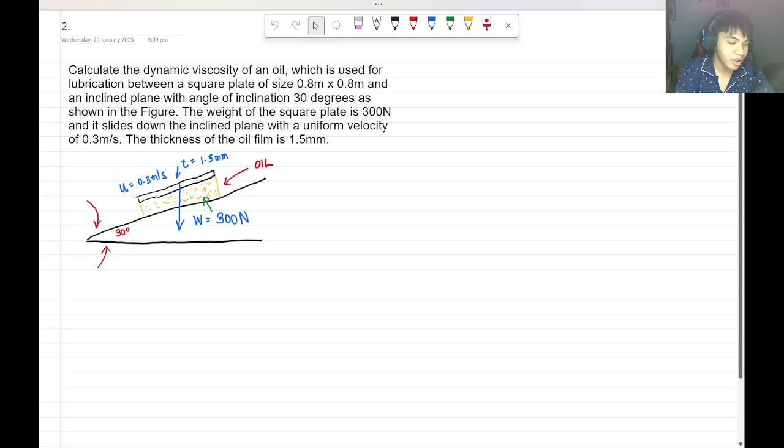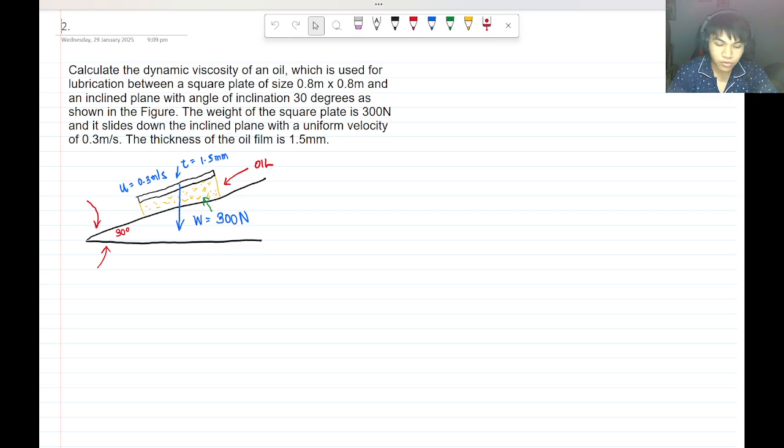Okay, so we have to calculate the dynamic viscosity of an oil which is used for lubrication between a square plate of size 0.8 meters by 0.8 meters and an inclined plane with angle of inclination 30 degrees as shown in the figure. The weight of the square plate is 300 newtons and it slides down the inclined plane with a uniform velocity of 0.3 meters per second. The thickness of the oil film is 1.5 millimeters.